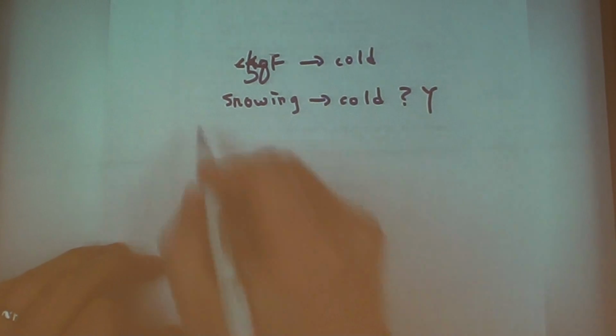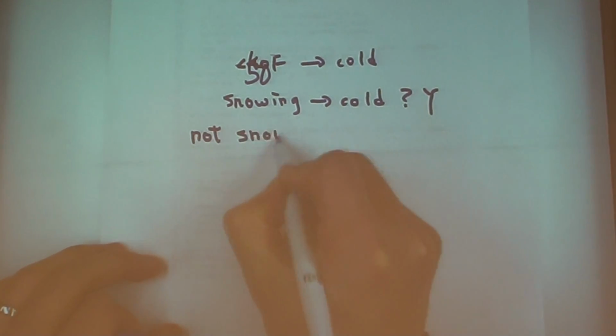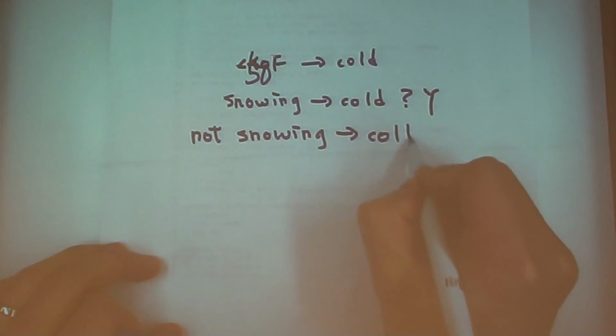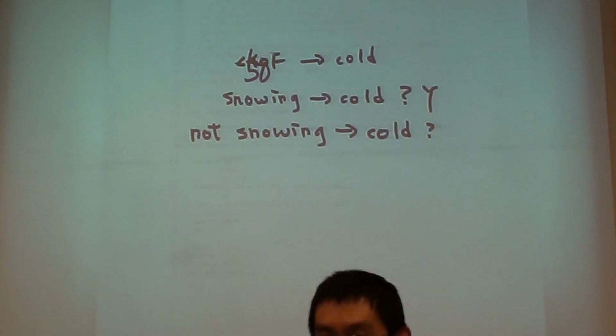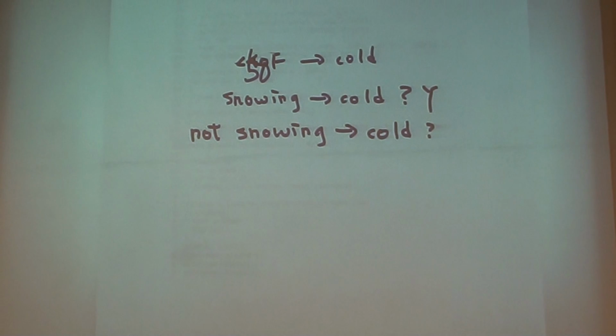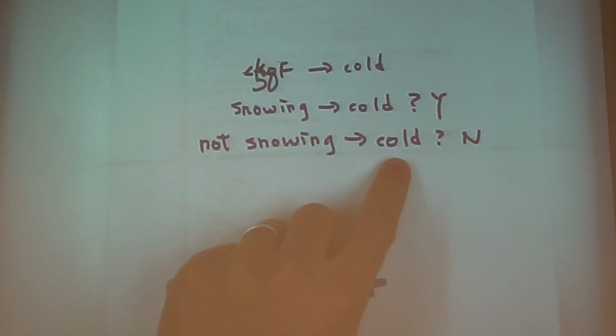Okay, so the next question is, if you do not see snowing, does that mean it is cold? It could be. It could be, and it could not be. So this relationship is invalid. No. You cannot go from left to right.